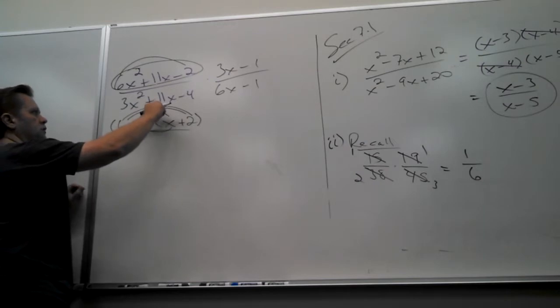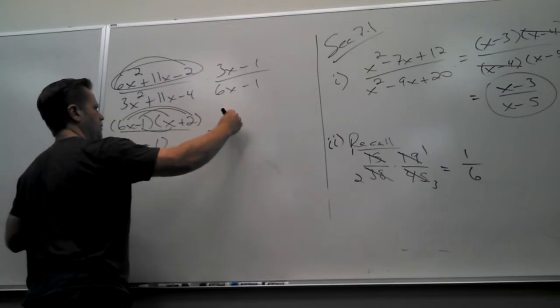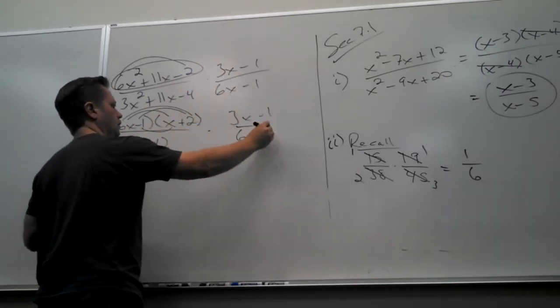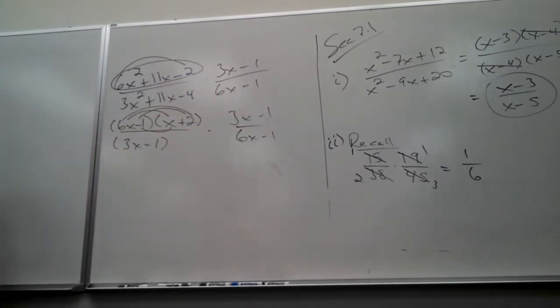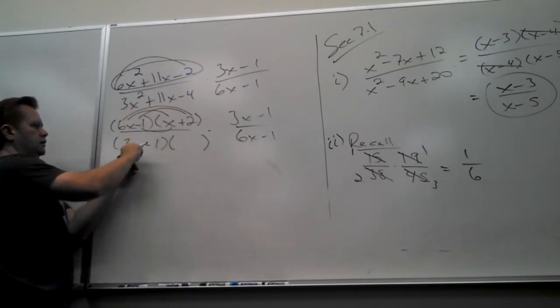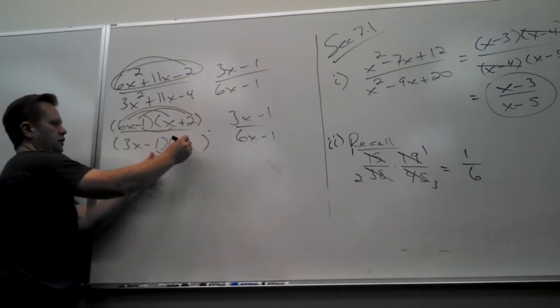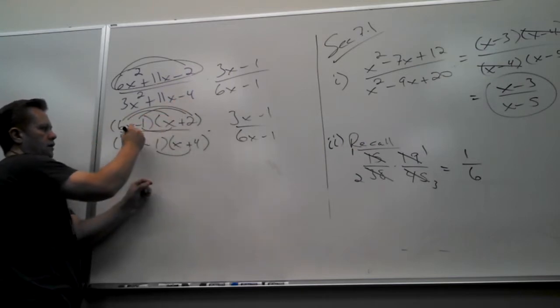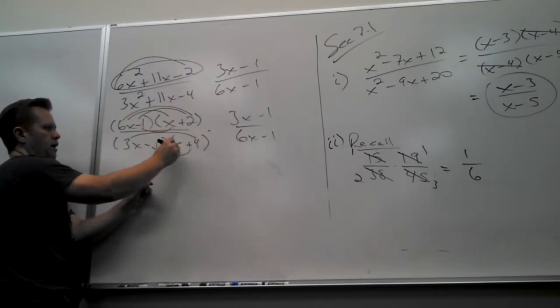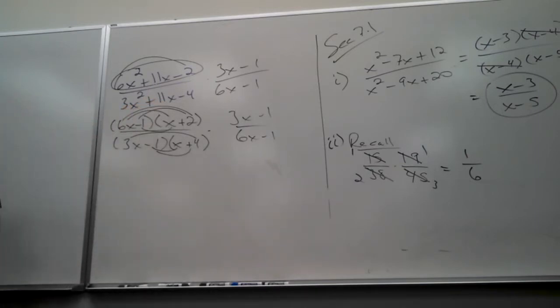What am I going to assume is a part of the bottom? 3x minus 1. Because if it is a part of the bottom, then they'll cancel. I don't know yet if it is. It might not be. What would this be to make it true? Yeah, 3x times x is 3x squared. And negative 1 times 4 is negative 4. Let's see, 12x minus x is 11x. So that is true. That is right. If it wasn't 11, I would erase it and just do 3 times negative 4, do it the old-fashioned way.